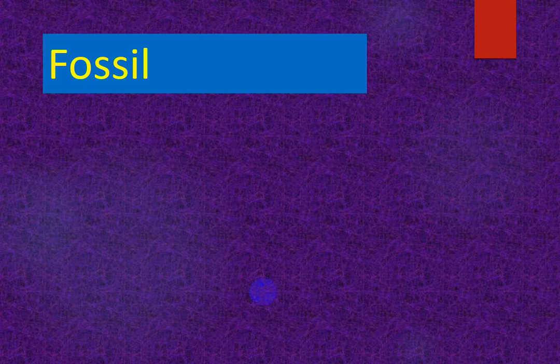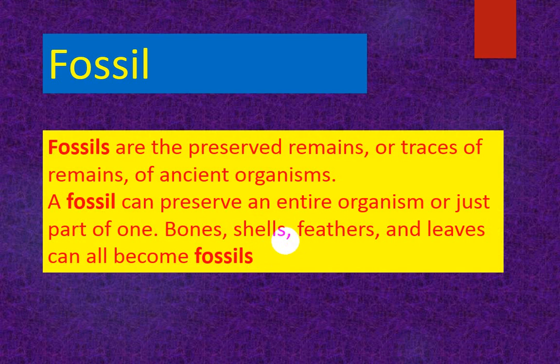What is a fossil? Fossils are the preserved remains or traces of remains of ancient organisms. We are not ancient organisms. One ancient organism is the dinosaur. These things died millions of years ago. Fossils are the preserved remains or traces of remains of ancient organisms.